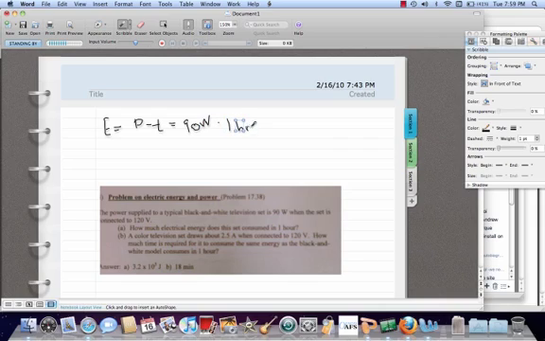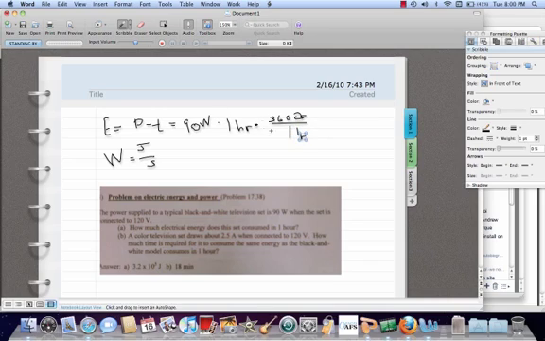And now we need to convert watts. A watt is a joule per second. All right, so we need to change this hour to seconds. So I know that there are 3,600 seconds because I multiply 60 minutes times 60 seconds. So this is seconds in 1 hour.